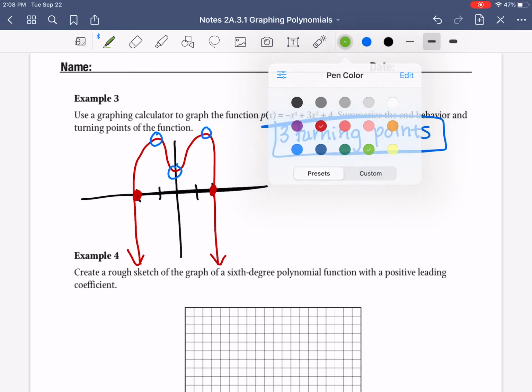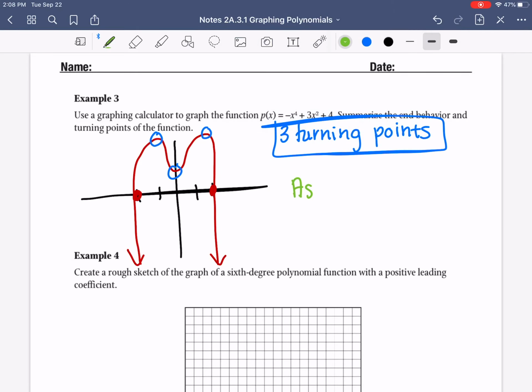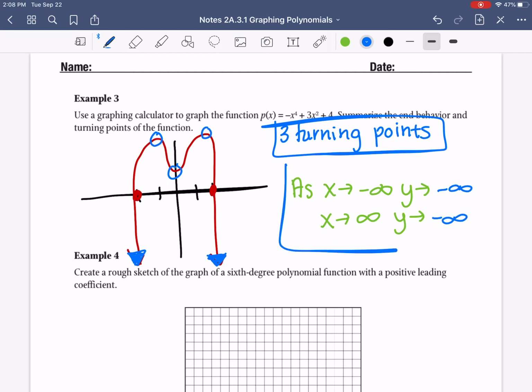For the end behavior, remember you always start off the same. As x approaches negative infinity, y approaches blank. As x approaches positive infinity, y approaches blank. And that's the part you have to fill in based on which direction the arrows are pointing. So here, both my arrows are pointing down. So that means that they are both heading towards negative infinity. That's my end behavior.